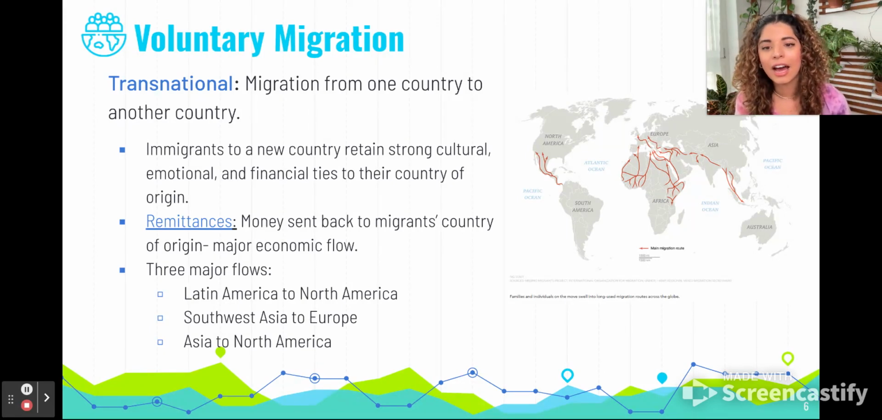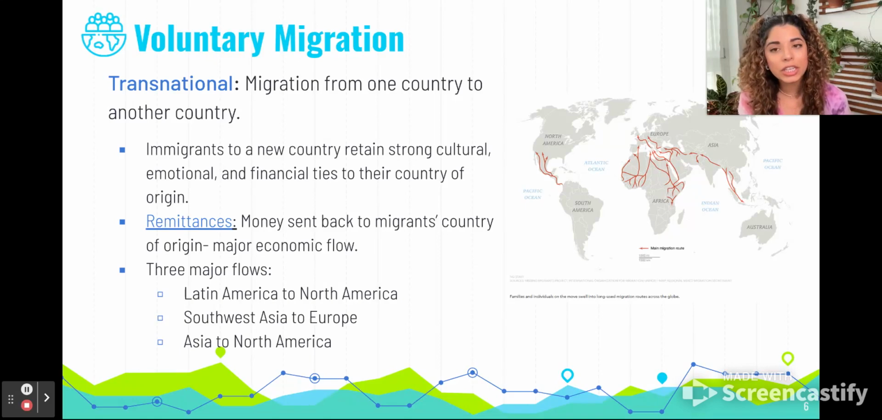Strong ties. Also remittances. A lot of people who move internationally will send money back to their home country, to their families. That money that gets sent back to their home country is called remittances. So this is a major economic flow of money. And we do see this happening quite a bit, right? In the previous video, we saw the example of the bracero program. With that guest worker program, a lot of the braceros sent money back to Mexico to their families.